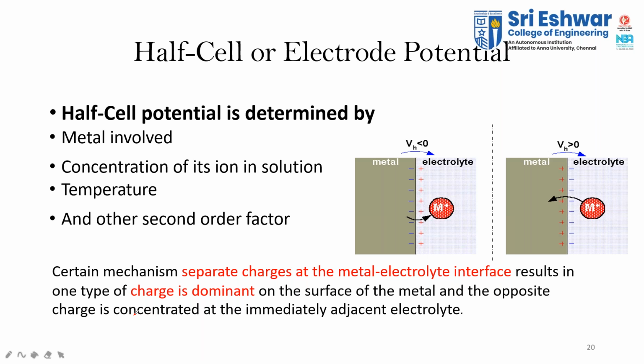So this electrode potential is also called half cell potential. Losing and gaining of electrons, from the electrolyte to the metal and from the metal to the electrolyte.